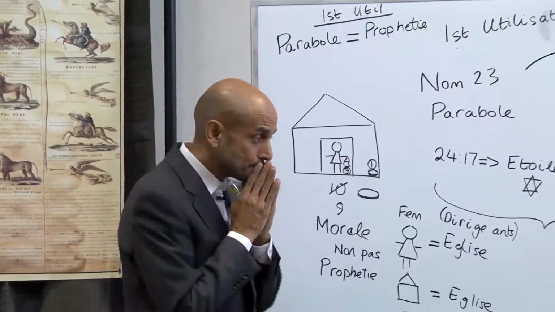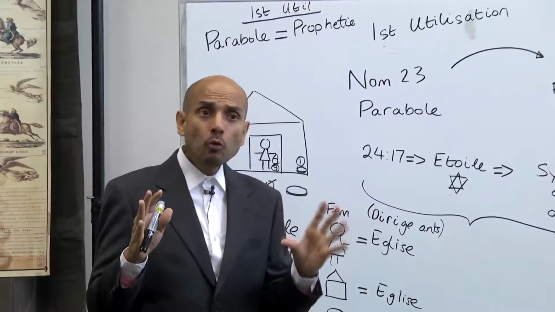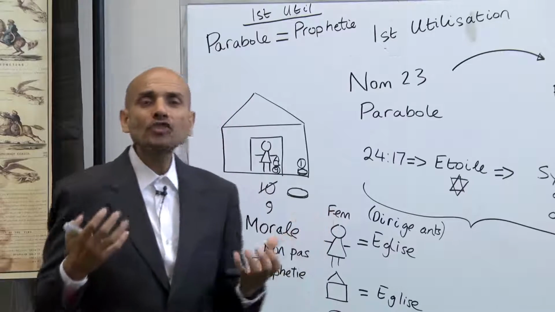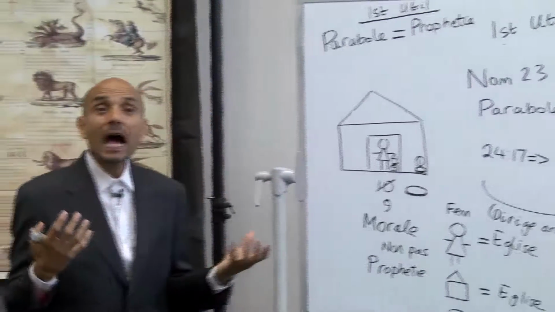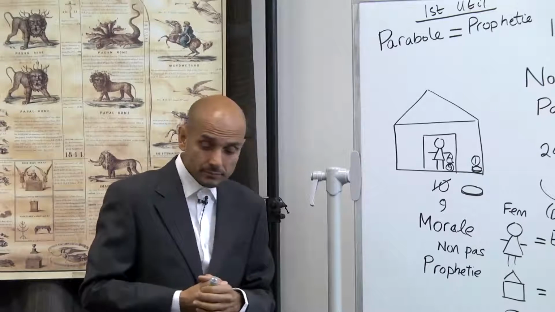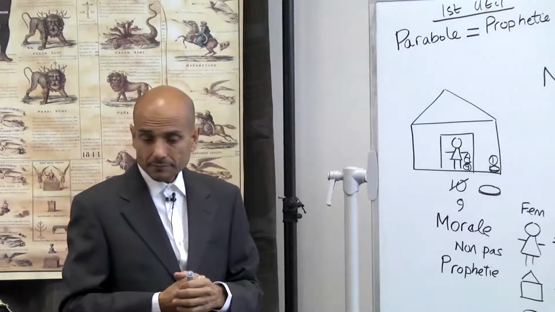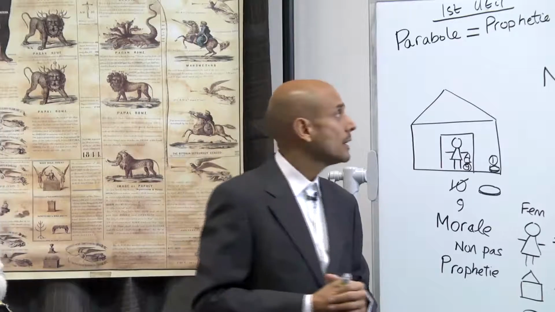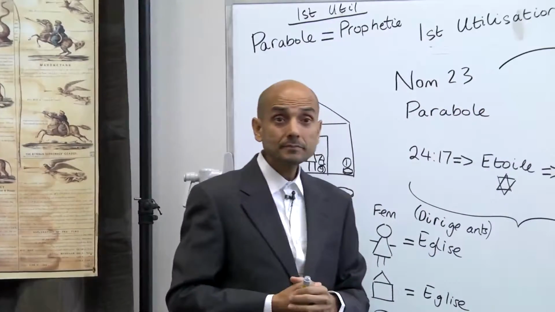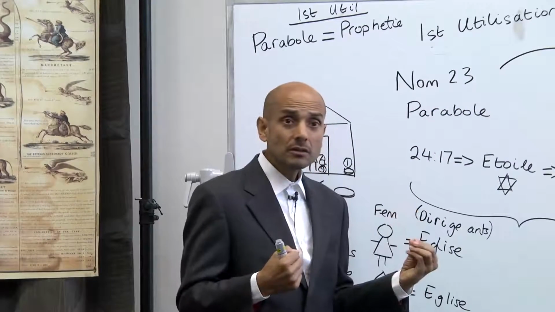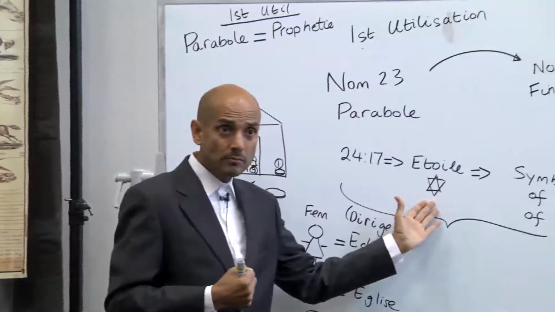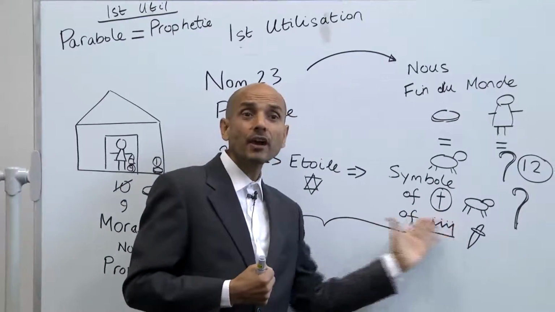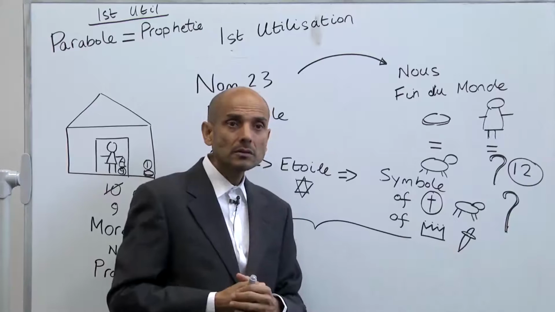So let's summarize. The first time a word is used in scripture, it defines what that word is and how it is supposed to be used. The first time the word parable is used, it's in Numbers 23. It's a prediction about a star that's going to come, and that star is the leader or the king of Israel.